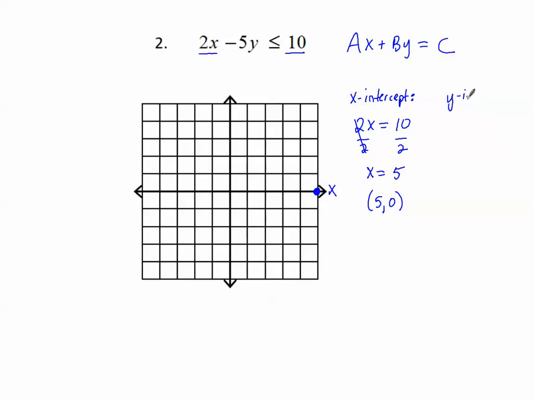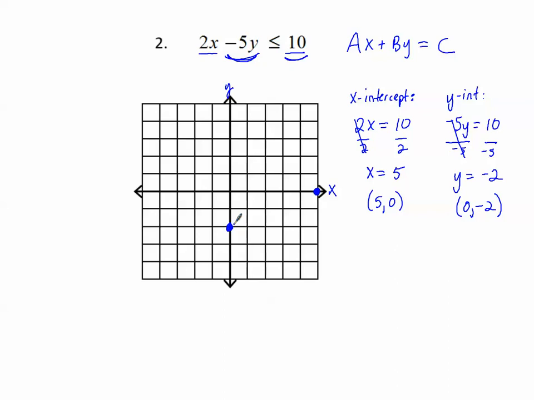Now let's do the y-intercept. Cover up the x, and I see what's left over. Negative 5y equals 10. Divide both sides by negative 5. And y equals -2. 0, -2 is the y-intercept. So on the y-axis, down 2.